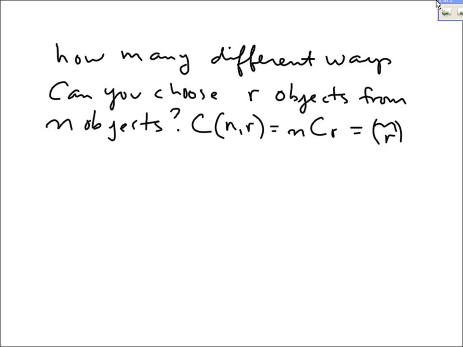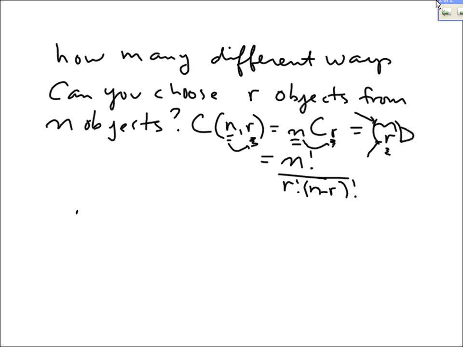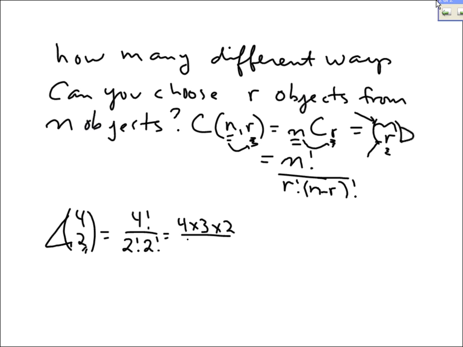Okay, so now the formula is, it's the first number factorial divided by the second number factorial divided by the difference of the numbers factorial, n minus r factorial. A little while ago, we chose two objects from 4. The top number goes on top, the bottom number goes on the bottom. The difference, 4 minus 2, which is 2, goes on the bottom factorial. 4 factorial is this, and 2 factorial is just 2.